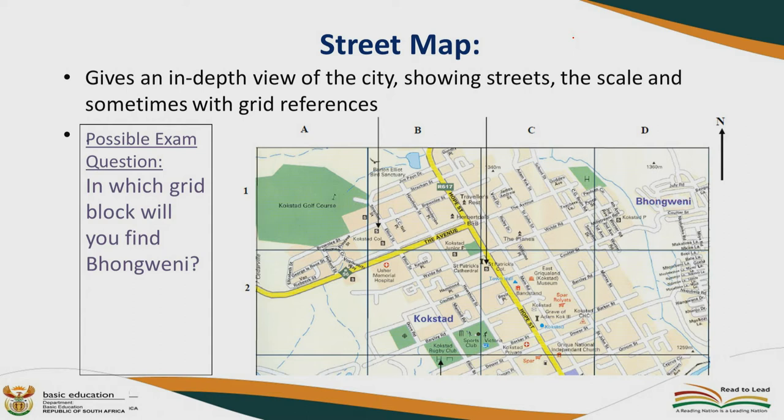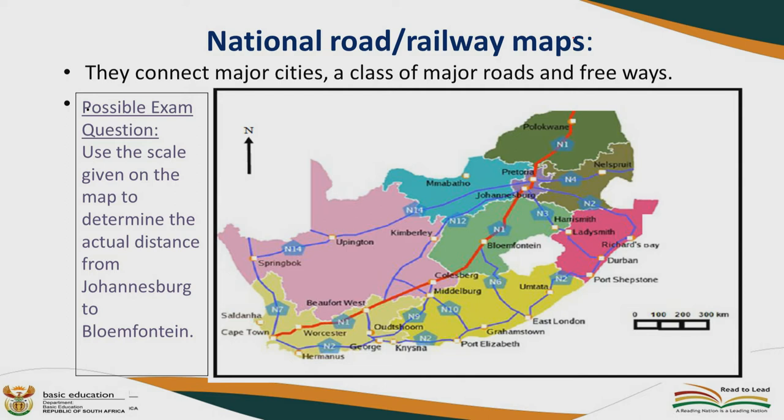And then the national road maps, they connect major cities, and it is a class of major roads and freeways. So your national road map will show all the different provinces in the country. And then sometimes it can even show the neighboring countries. And then the most important thing that you'll take note of on your national map is that it also indicates all the freeways, your national roads. And we know that they are national roads because they're indicated by the Ns.